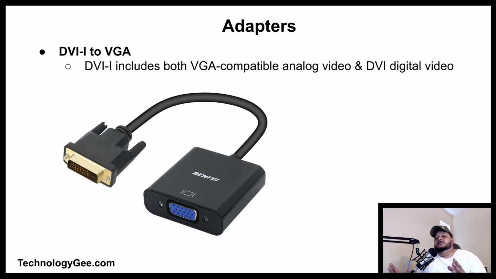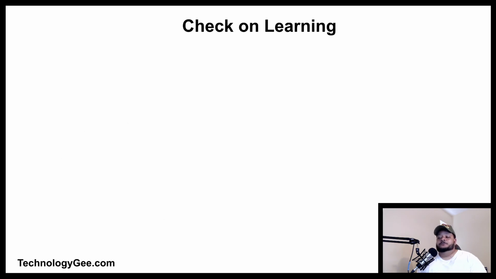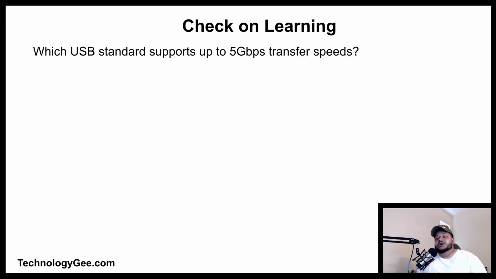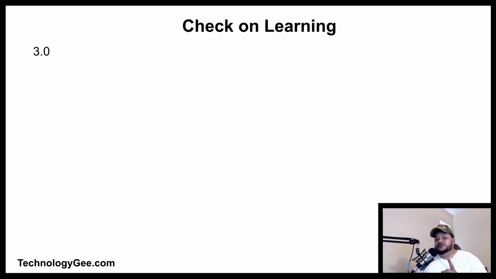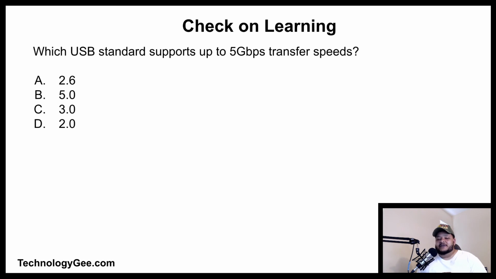All right, so that's the lesson. Let's go ahead and get into some check on learning, shall we? The first question is, which USB standard supports up to 5 gigabits per second transfer speeds? Is it 2.6, 5.0, 3.0, or 2.0? The correct answer is 3.0. USB 3.0 supports 5 gigabits.